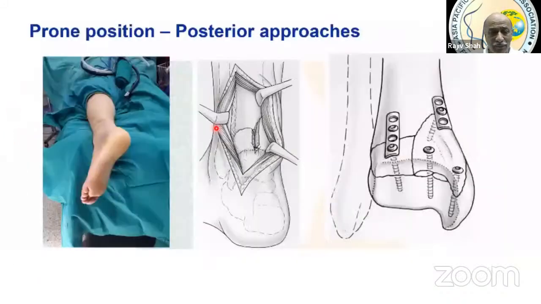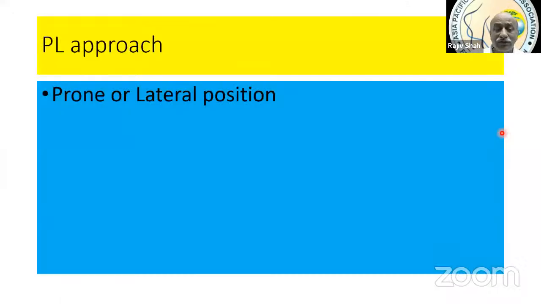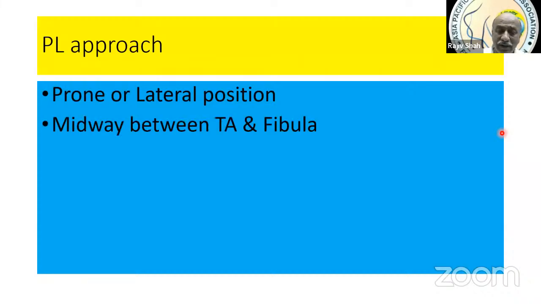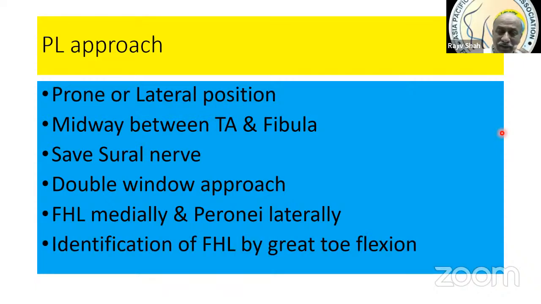So, posterior approaches with the prone position, and this is the posterolateral approach where you make two windows. One window is between the fibula and peroneals, the other window is between the peroneals and FHL. So you all know this, I'm just going through it hurriedly. Prone or lateral position, midway between the tendo-Achilles and fibula. You have to save the sural nerve, very important. Double window approach, FHL medially, peroneals laterally. You identify FHL by great toe flexion.